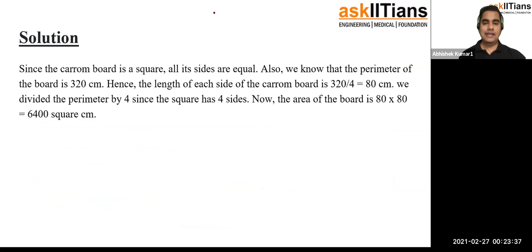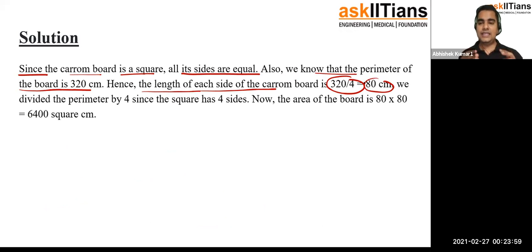All right. So that's exactly what they have written here. You can see this solution is for your reference. Since the carom board is a square, all its sides will be of equal length. And we know that the perimeter of the board is 320. Hence, if you have to calculate the length of each side, you have to divide 320 by 4 and you will be getting 80 centimeter. Why has this division by 4 taken place? Because the perimeter is always 4 into side. If you move that 4 to the other side, you will be getting 320 by 4, which is same as 80 centimeter. And if you have to find out area, you need to multiply side 2 times. So you will be getting 6400 centimeter square. And that's exactly what we got here.